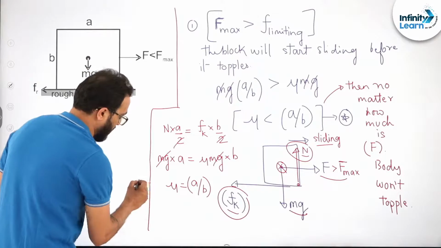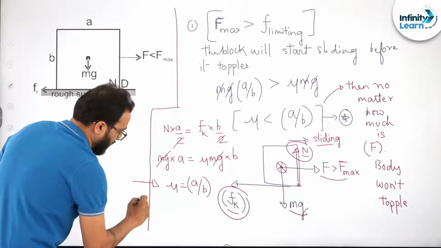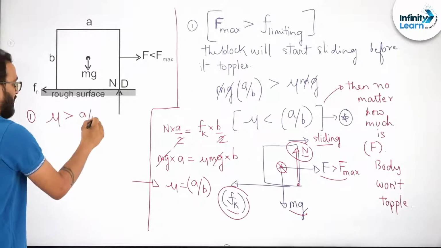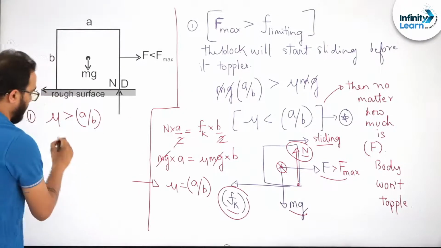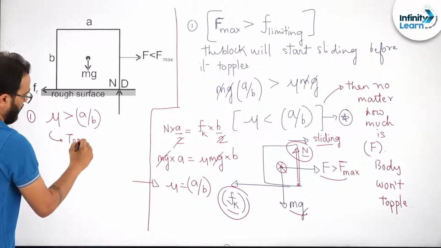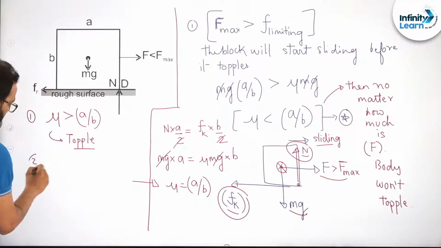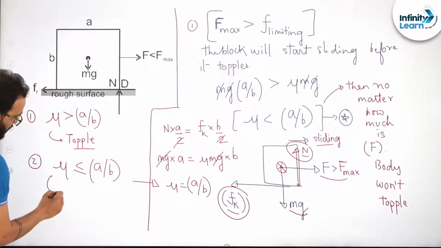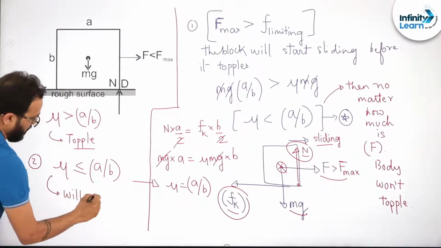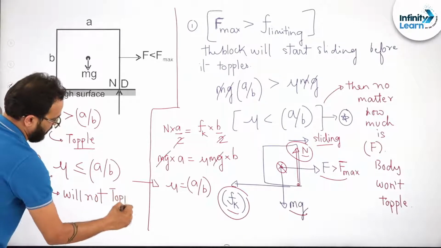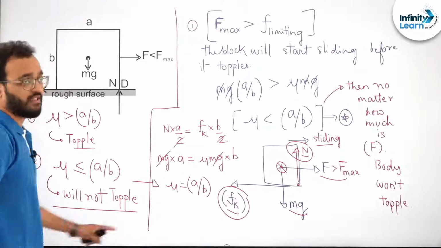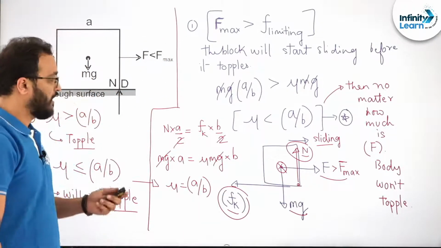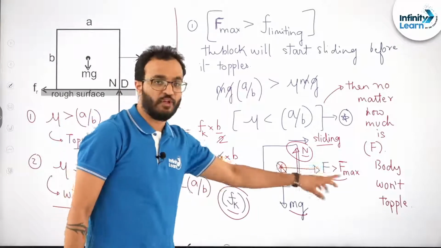So in this condition, number one, if mu is greater than a by b, the body will surely topple. If mu is less than or equal to a by b, it will not topple. I hope you are understanding this point, right? Clear?